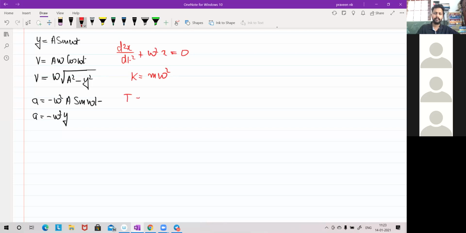Then we learned about time period of a simple pendulum. It was 2 pi root of, was it L by g or m by k? L by g, for a simple pendulum. And the time period of a spring was 2 pi root of m by k. Okay. Now we have to speak about the energy of a simple harmonic motion.